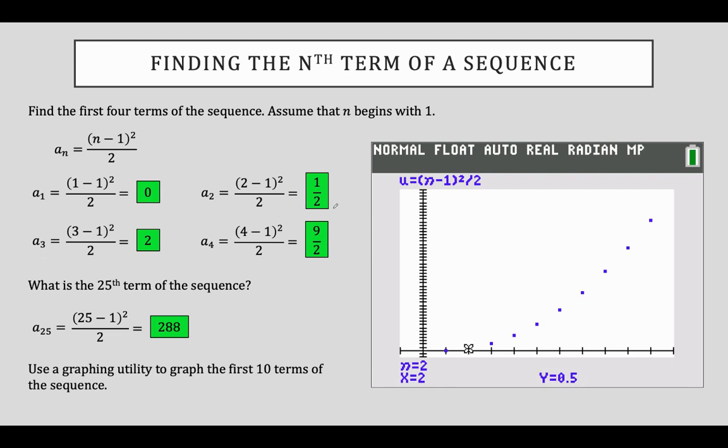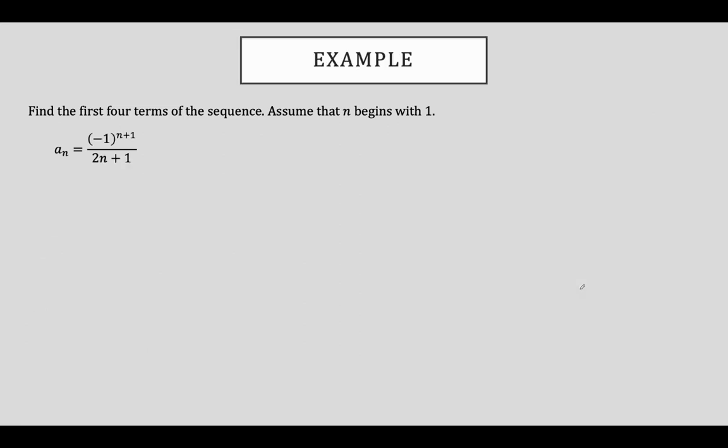We found a sub 2 is equal to 1/2. Scroll to the right. A subscript 3 was equal to 2. A subscript 4 was 4.5, and so on and so forth. And we can get our list of the first 10 terms straight from our graph. Okay, let's do a couple more examples here.